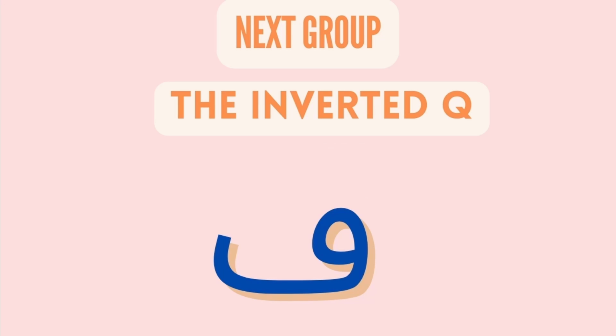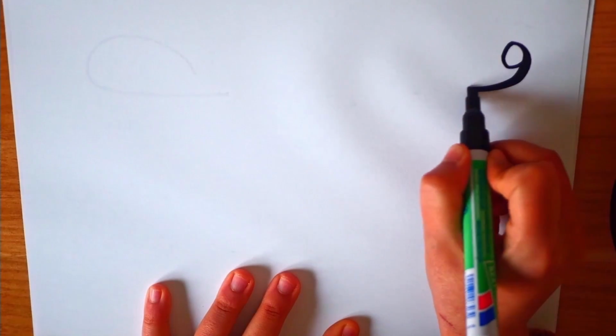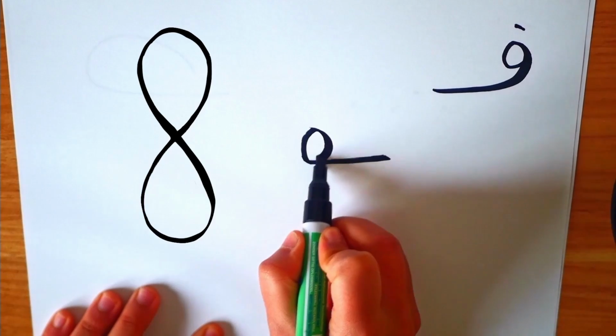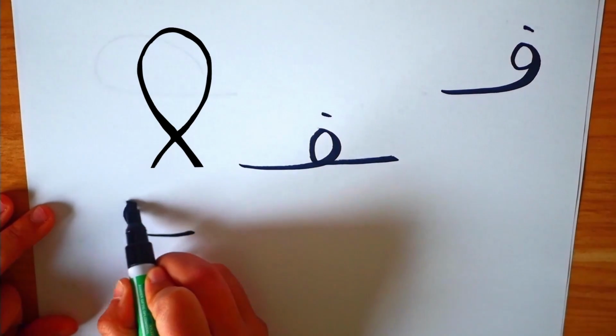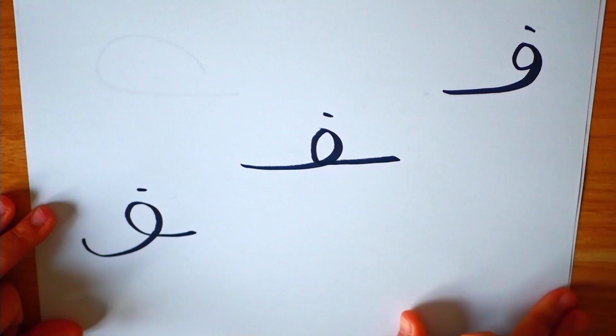Now, the following 2 letters are written exactly the same. You can only tell them apart by a diacritic. Letter Fa. This is the English F sound, like the one you find in infinity, because it looks like half of it. And to indicate it lost its better half, you put a dot on top of the letter.